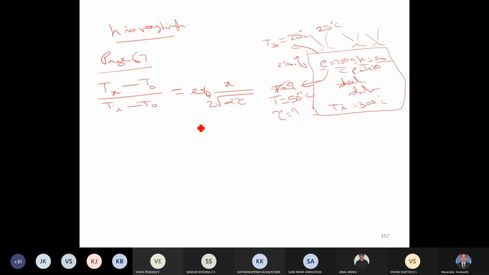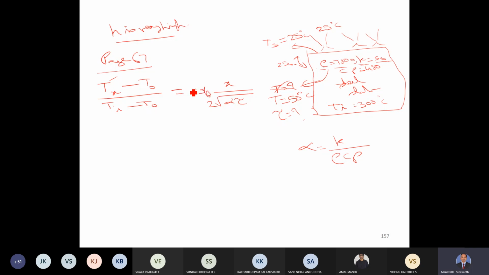So we know the temperature Tx. So at a distance x, which is 25 millimeters, the temperature is supposed to be 50 degrees Celsius. That we know. T naught is the surface temperature, this 25 degrees Celsius. Ti is 300 degrees Celsius. So left hand side is completely known. On the right hand side, x is the distance 25 millimeters, known to us. Alpha is thermal diffusivity, K by rho Cp. So we know K, rho and Cp, so we can calculate. So alpha is known, only unknown is tau. So this can be found out.